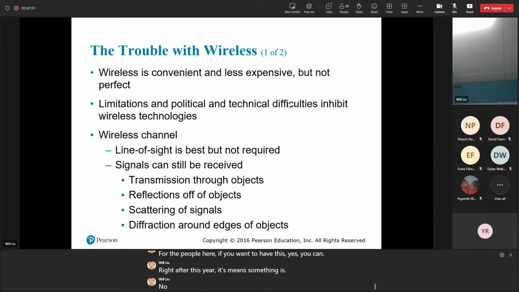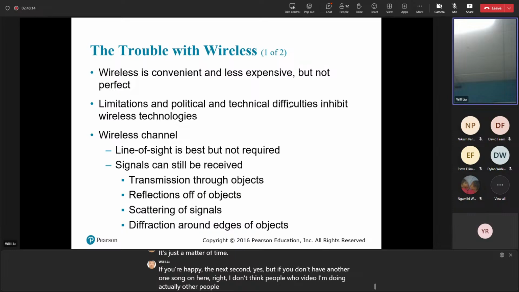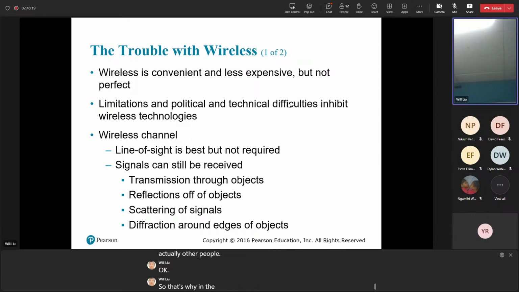No code, no encryption is perfect or cannot be hacked. All encrypted codes can be hacked, but it's just a matter of time. If you can hack it in the next second, you can calculate. But if you hack it after 1,000 years, it doesn't matter, right? I don't think people will wait for you. I don't think other people will. So that's why, in the wireless network, security is an issue.